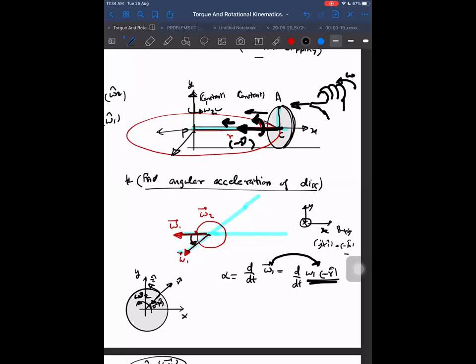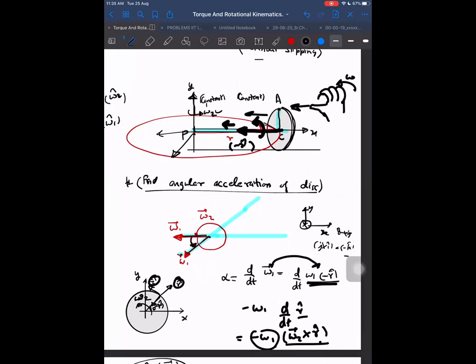After that, I just use the formula of taking the derivative. It is minus omega 1 into d by dt of r cap. I told you that we have done this before in circular motion. D by dt of r cap comes out to be omega 2 cross r cap, into minus omega 1. Then minus omega 1 into r cap becomes the complete minus omega 1 vector, so it becomes omega 2 cross omega 1. Yes, sir, understood. Okay, sir. Right.